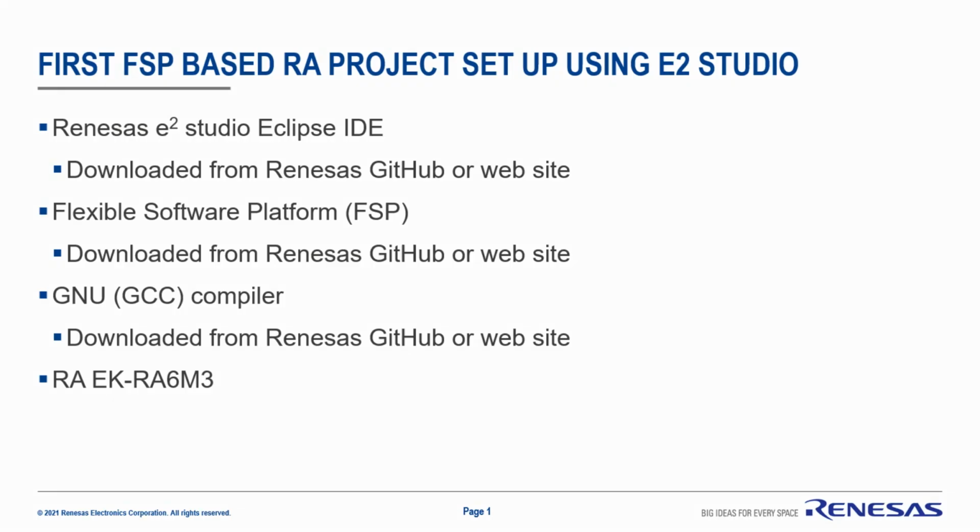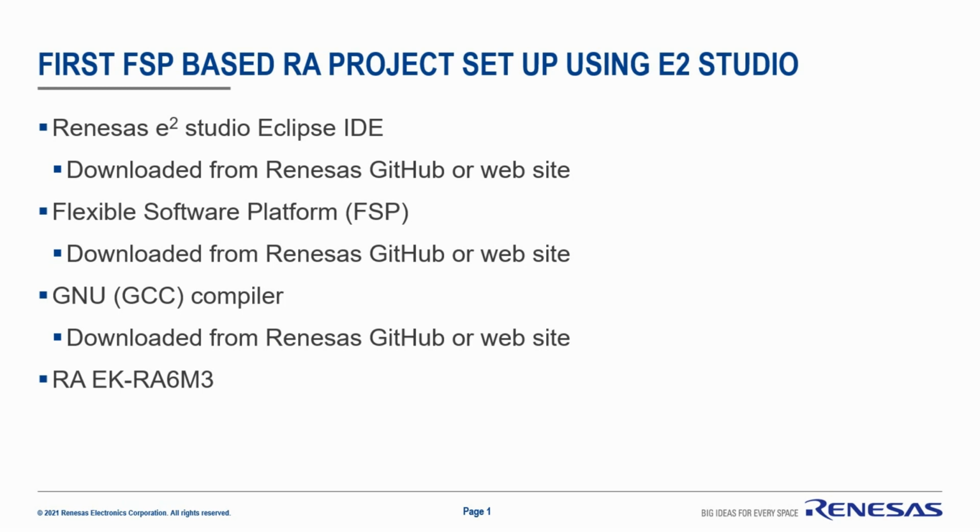Welcome to the short video that will take you through setting up your first RA projects based on the e² studio environment. We'll be using e² studio today, an Eclipse IDE, along with the Flexible Software Platform, FSP. We'll be using a GCC compiler connecting to the EK-RA6M3 with the built-in J-Link OB debugger.